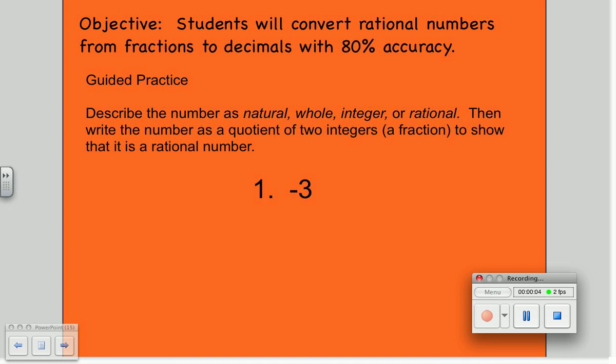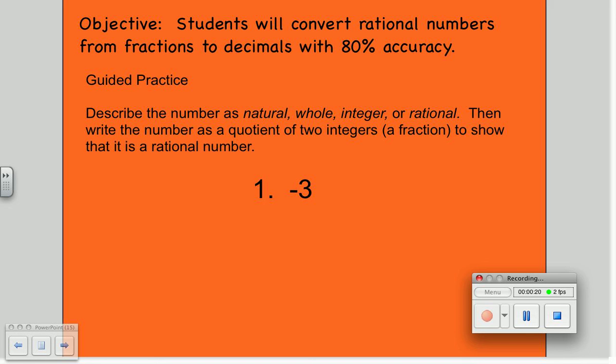Right, now that you're done watching the other two videos, we are going to go ahead and just do the guided practice now. Okay, so for this guided practice, you're going to describe this number as a natural number, a whole number, an integer, or a rational number.